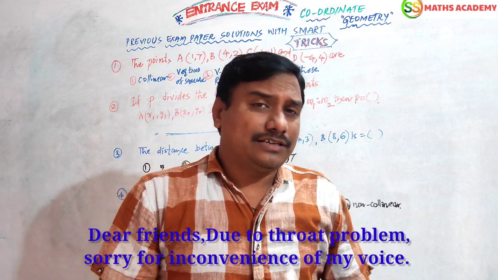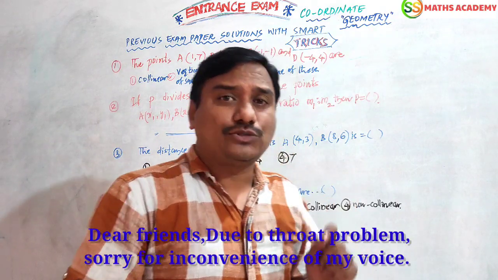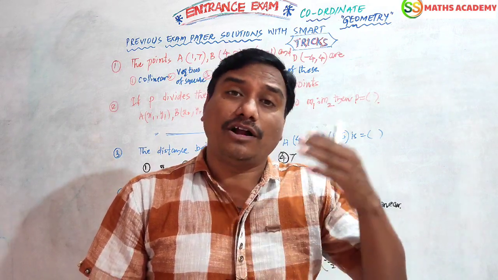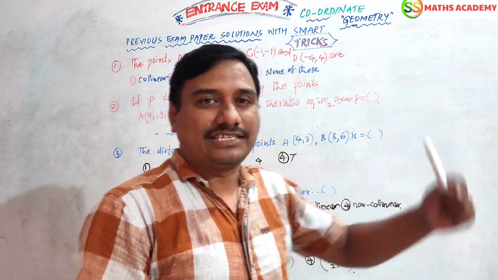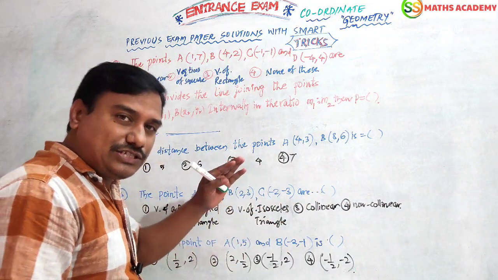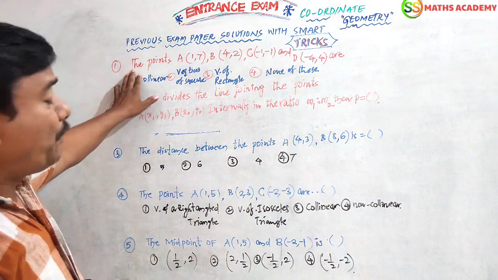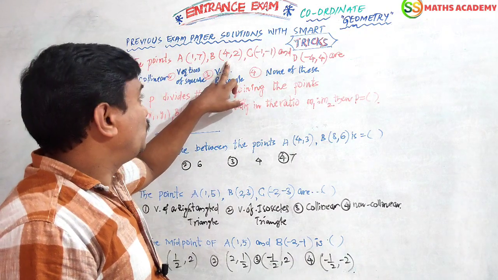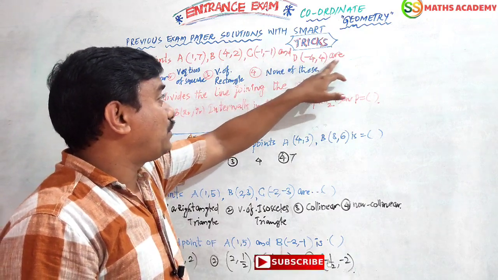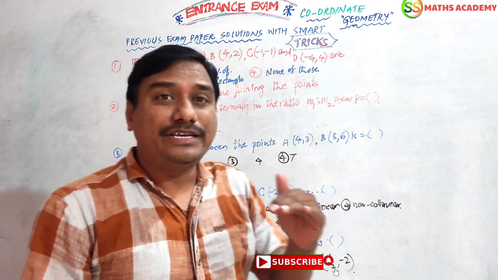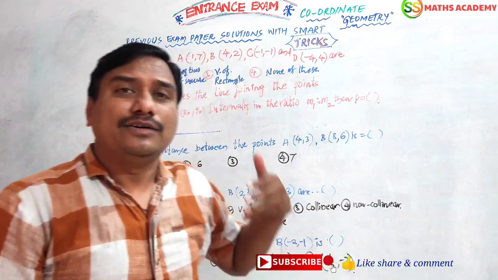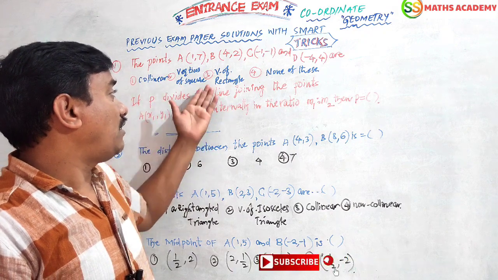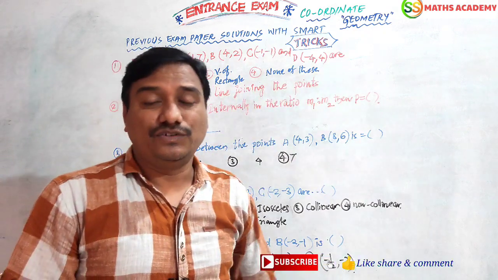Now, dear friends, in coordinate geometry, today also I am going to explain smart tricks on previous examination questions. Let us see in this part. The first question: the points A(1, 7), B(4, 2), C(-1, -1), D(-1, 4) are given as vertices. Which of the following do they form: collinear, vertices of a square, vertices of a rectangle, or none of these?